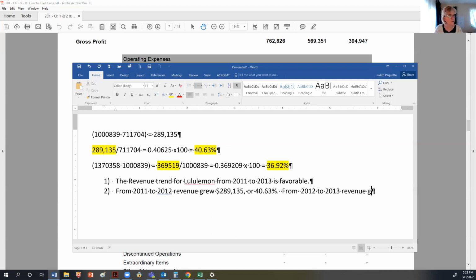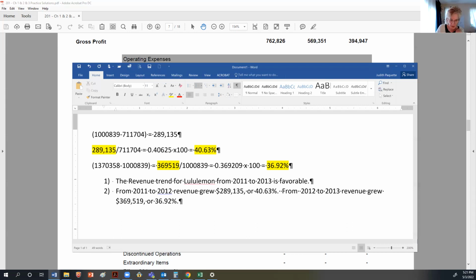Revenue grew. Now, here's the hard part. Revenue grew more the second year, 369,000 versus 289, but the growth rate was smaller. Okay. That's all you have to put in there for evidence. I want numbers. I want percent.